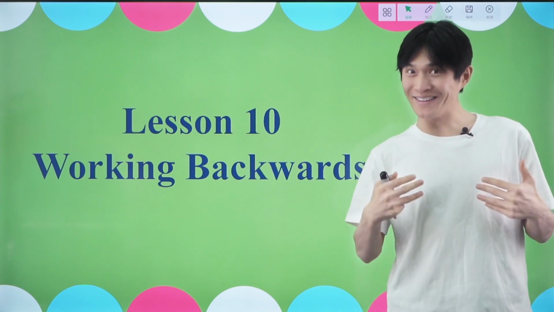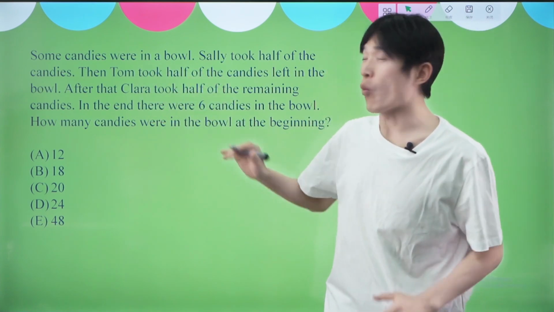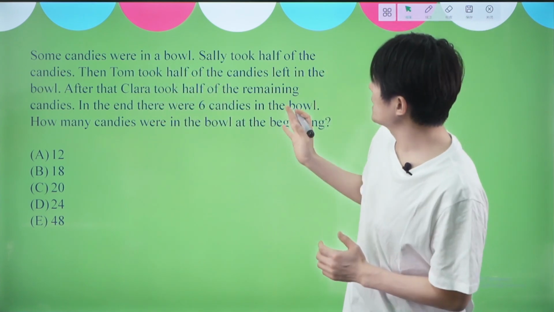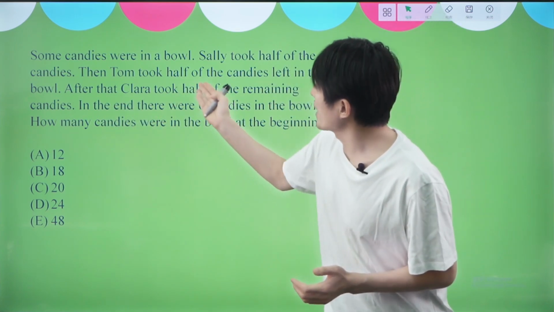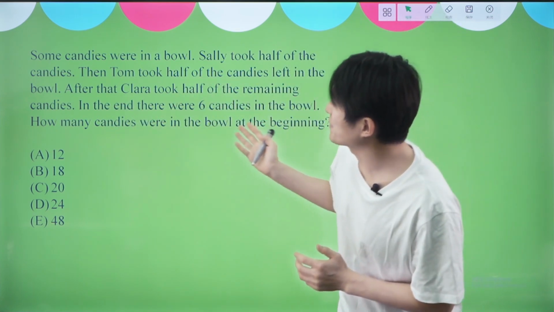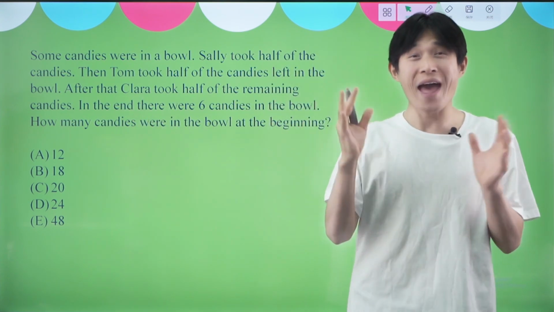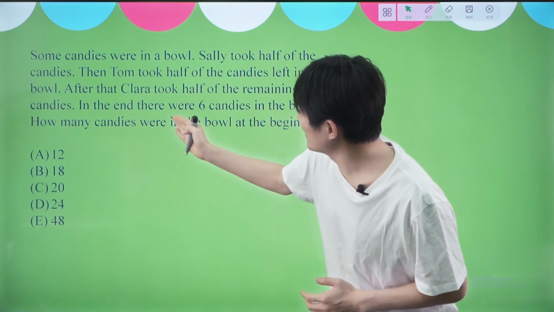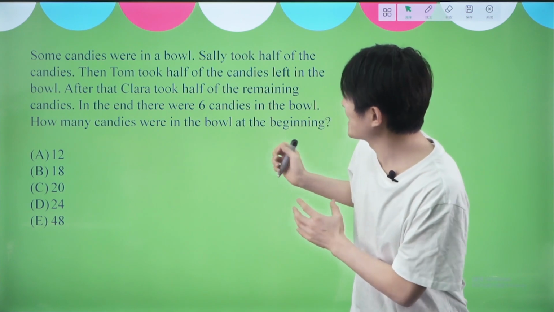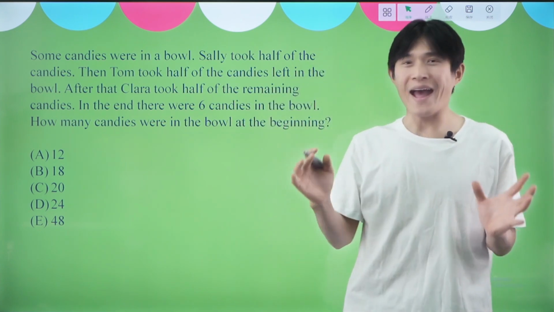Let's go with Andy. Question number 1. Some candies were in a bowl. Sally took half of the candies. Then Tom took half of the candies left in the bowl. After that, Clara took half of the remaining candies. In the end, there were 6 candies in the bowl. How many candies were in the bowl at the beginning?